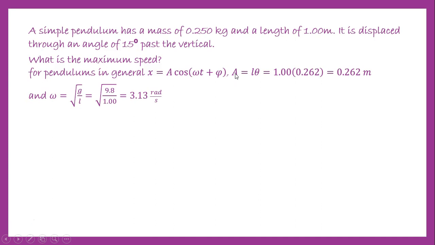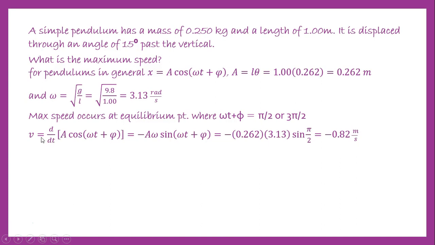We also know that the amplitude, which is the maximum arc length, is equal to this angular displacement times the length of the string. In this specific case, we can calculate what that amplitude is in meters. Also, we know in general that the angular frequency is the square root of g divided by L. For this specific problem, the angular frequency is 3.13 radians per second. The maximum speed occurs at the equilibrium point, and at the equilibrium point, this expression in the parentheses here is either going to be pi over 2 or 3 pi over 2, depending where you are in the cycle.